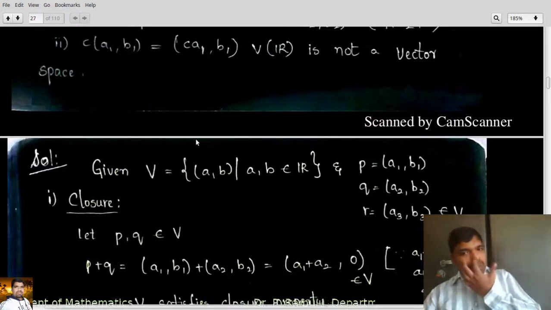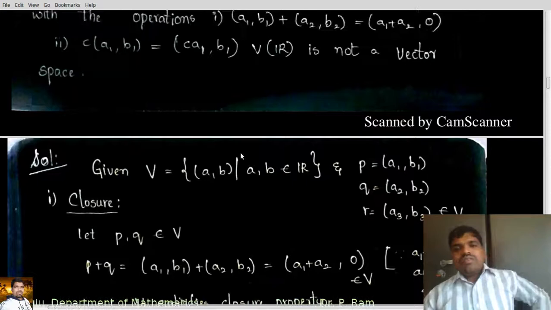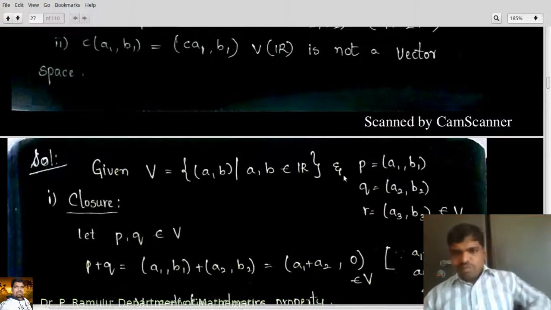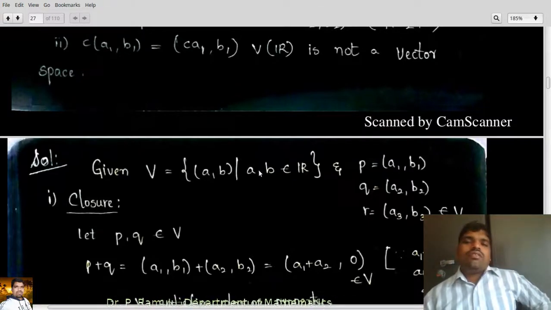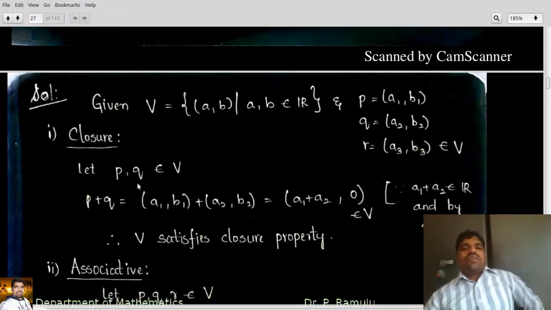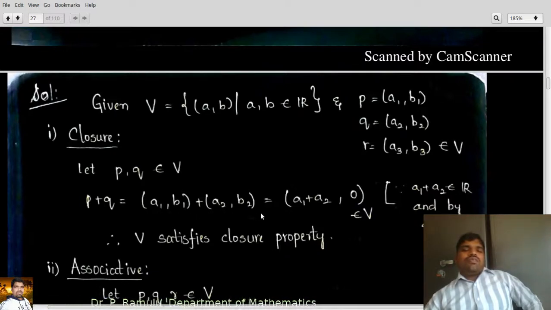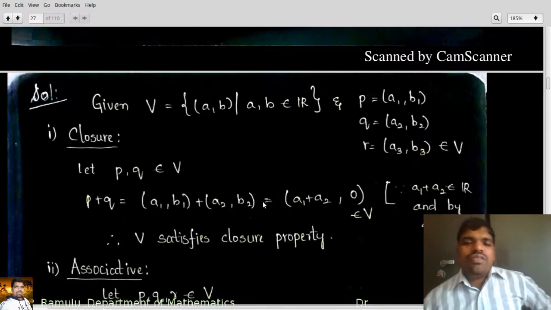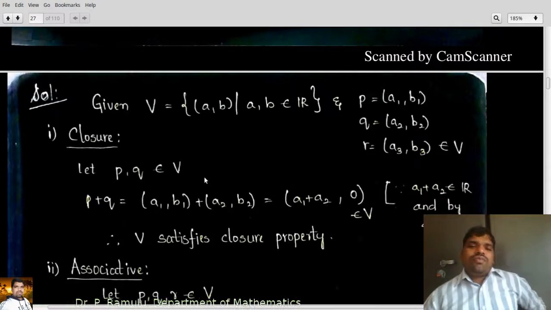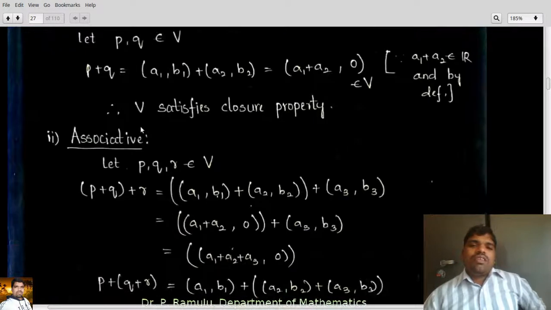The given set is V equal to (a, b). I am taking P equal to (a1, b1), Q equal to (a2, b2), R equal to (a3, b3). Closure property: P, Q belong to V. P plus Q is equal to (a1, b1) plus (a2, b2), that equals, if I add the two elements, (a1 plus a2, 0). This belongs to V according to the given definition. So we satisfy the closure property.